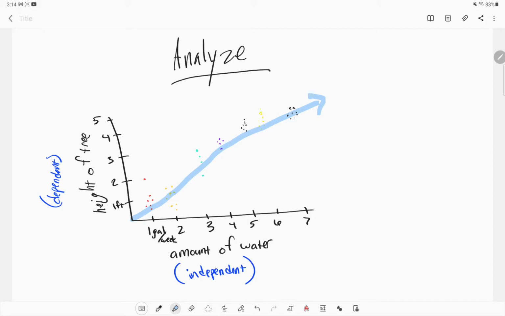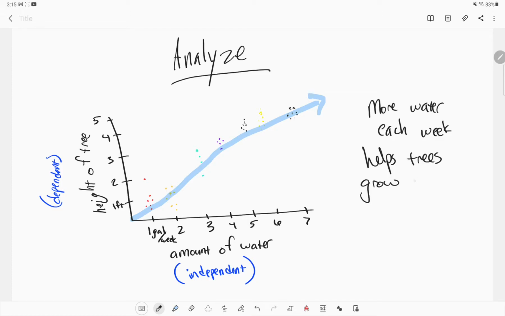But basically, looking at this data, we can look at this graph and say, hey, the more water each week helps our trees grow faster. We can say faster and better. So I hope that makes sense.